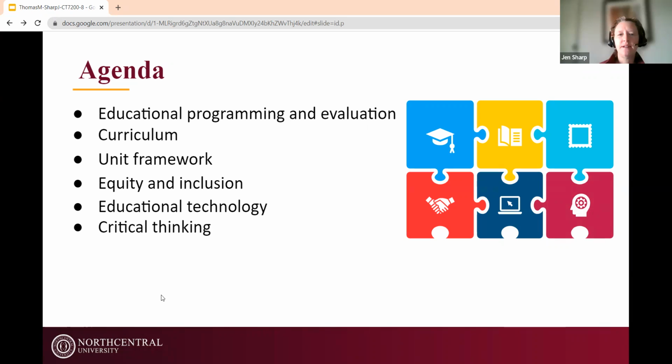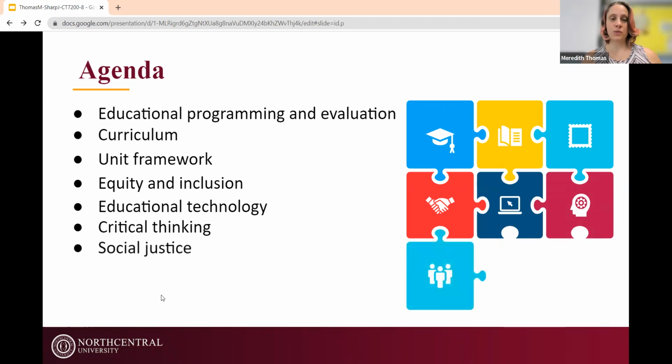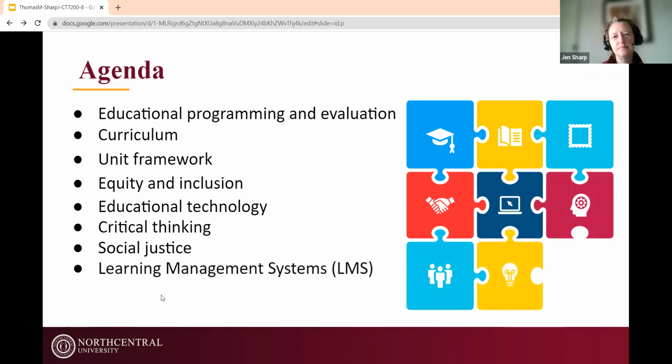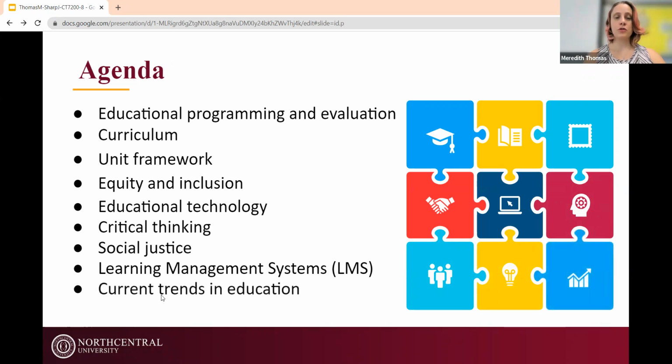How can educators design and evaluate curriculum for higher order thinking skills? How is social justice relevant to curriculum content and design? How do learning management systems support teaching and learning, and what challenges might an LMS present? And finally, we're going to talk about some trends and theories that educators should pay attention to and why.